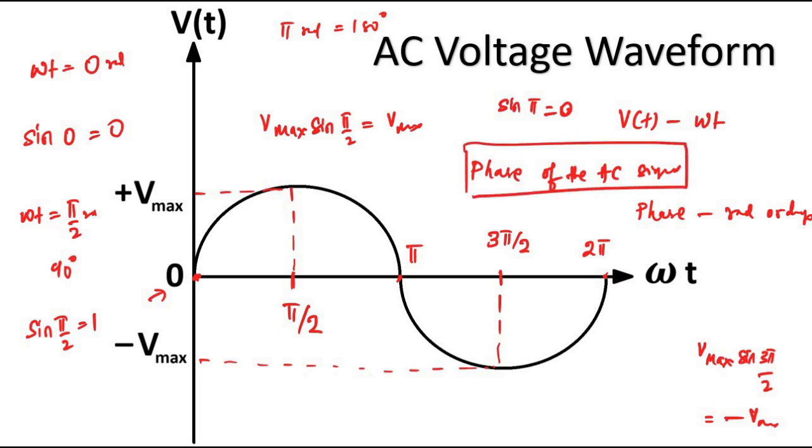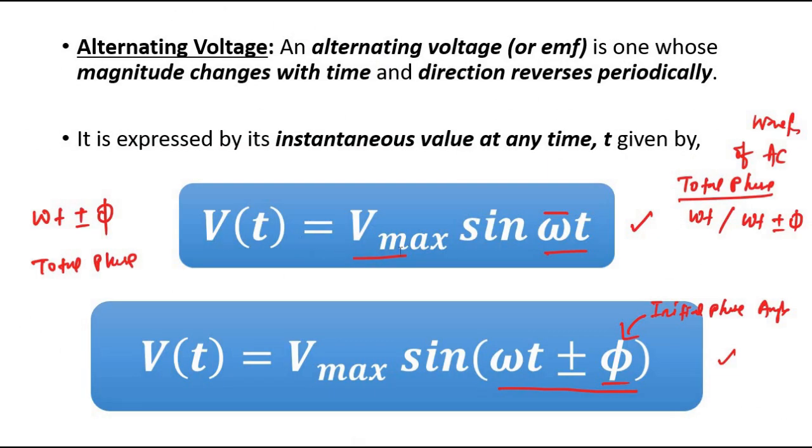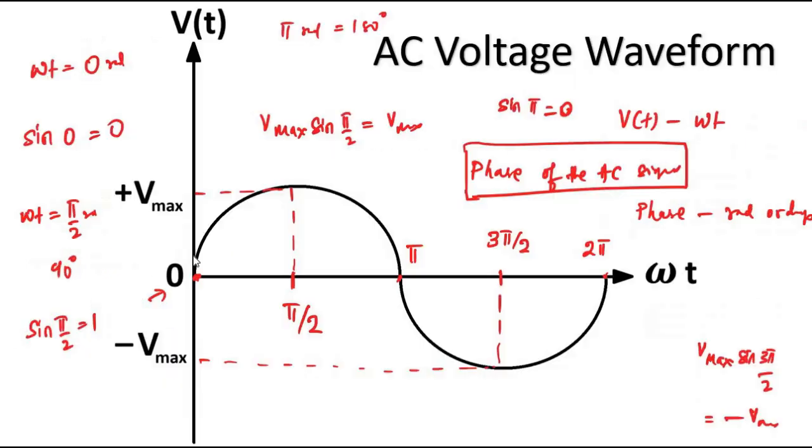Now the important thing here is that in this case the initial phase angle is 0. We are only considering Vt is equal to Vmax sin omega t. We have not gone into this plus minus phi. So for this analysis, for this kind of waveform where the wave is starting from the origin 0, at t equal to 0, Vt is equal to 0.